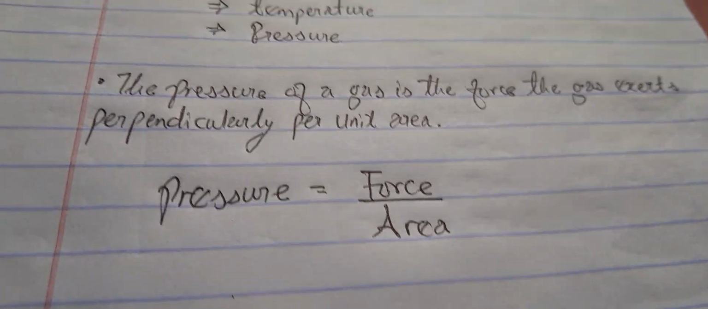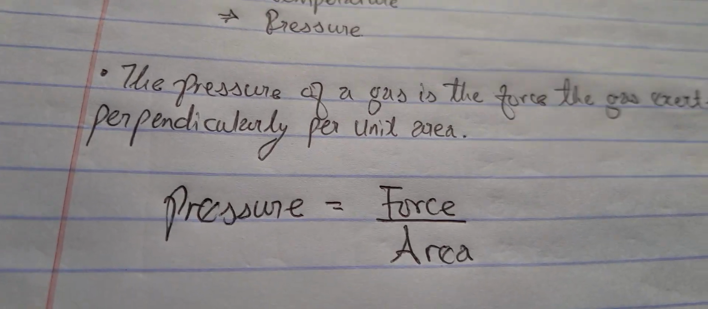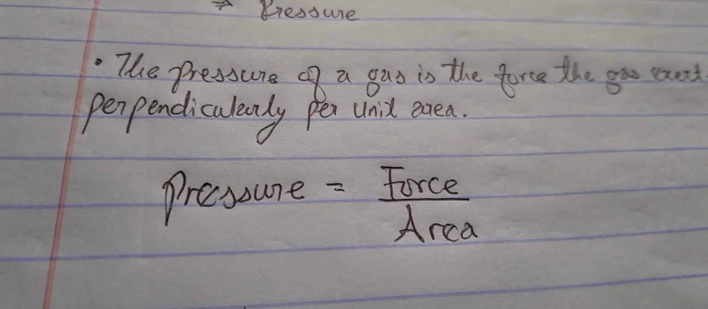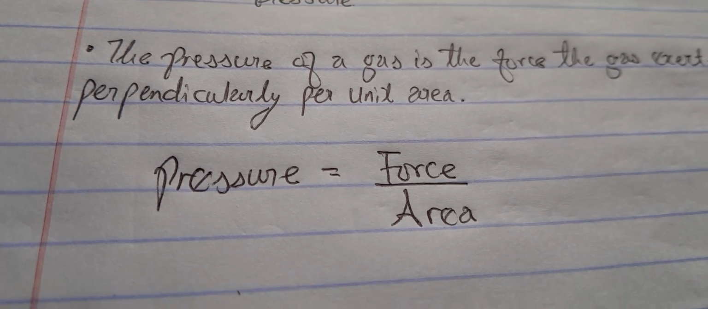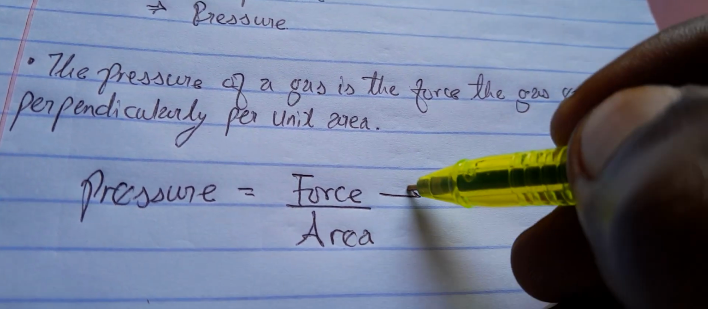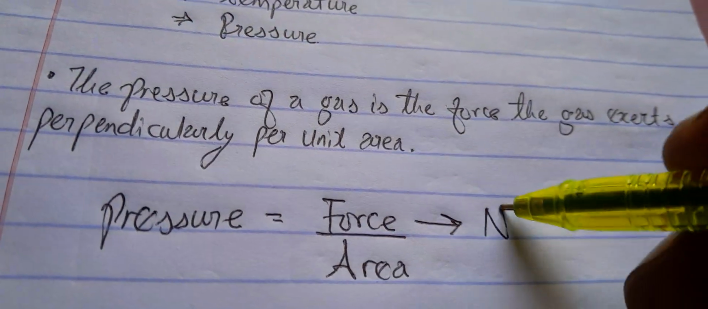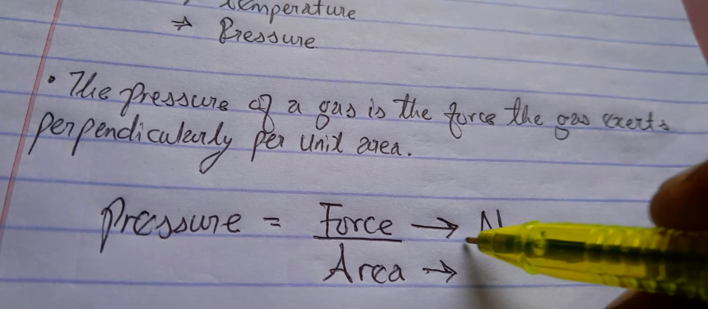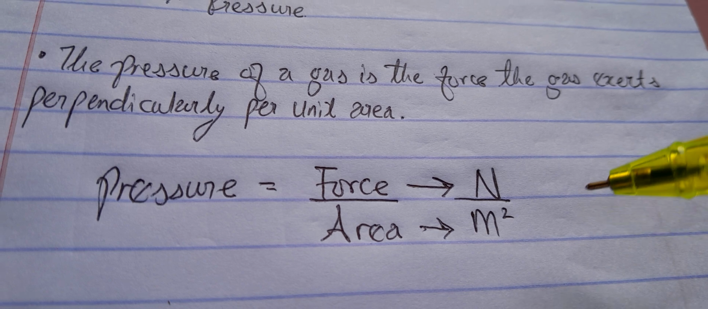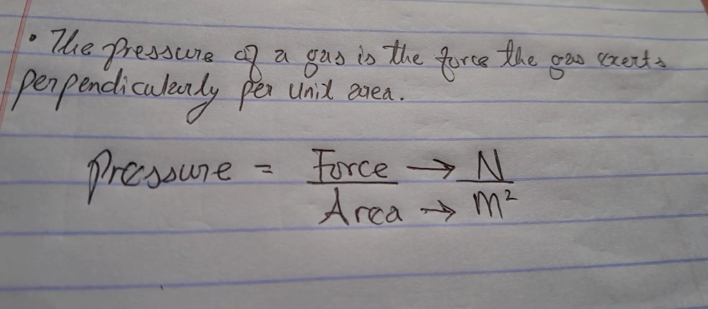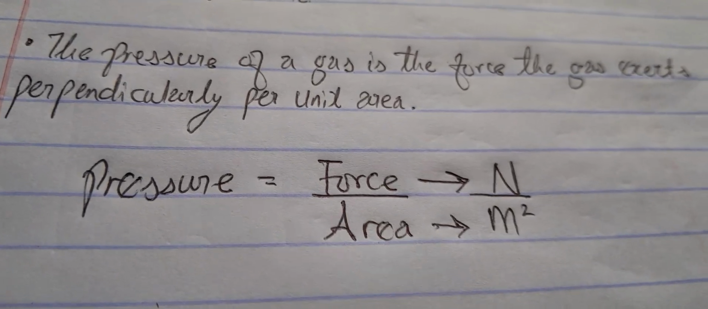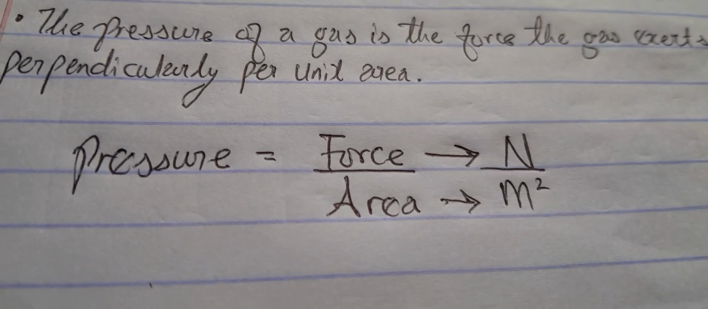But for this study, we want to derive another formula for pressure. But before we go there, let's look at the unit of pressure. We know the unit for force is Newton, and for area it is meter square. So it is Newton per meter square. There are also other units for pressure, but that will be discussed after we prove the next formula for pressure.